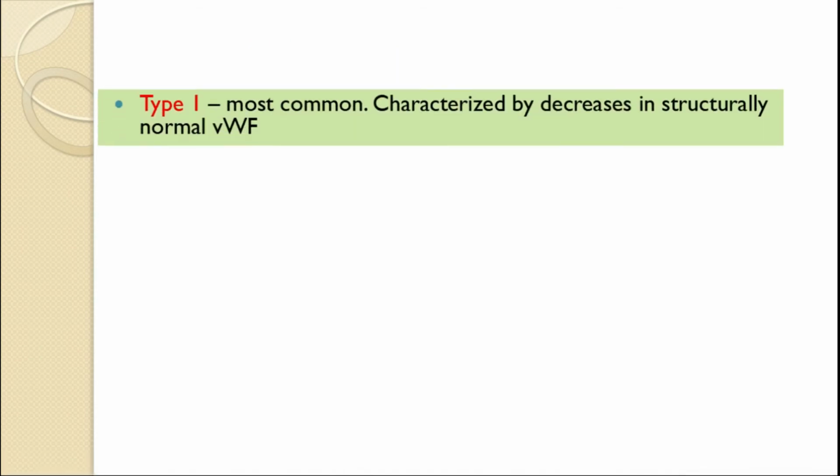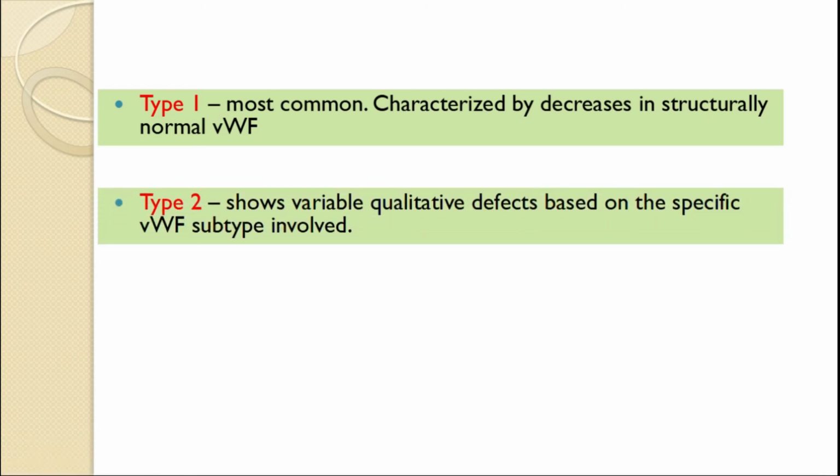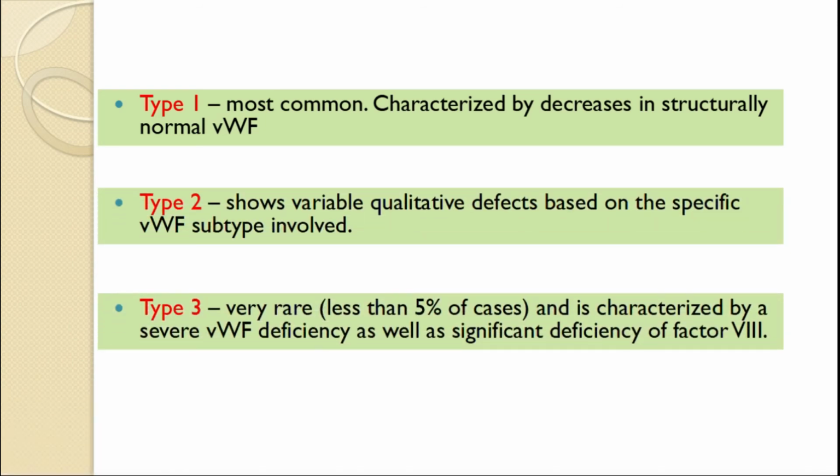Now, there are 3 types of von Willebrand's disease. Type 1 is the most common. It is characterized by decreases in structurally normal VWF. Type 2 shows variable qualitative defects based on the specific VWF subtype involved. As for type 3, which is very rare and is less than 5% of cases, it is characterized by a severe VWF deficiency as well as significant deficiency of factor VIII.